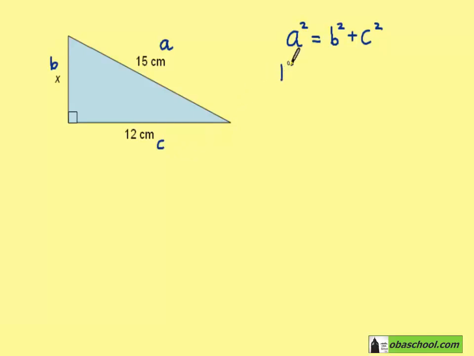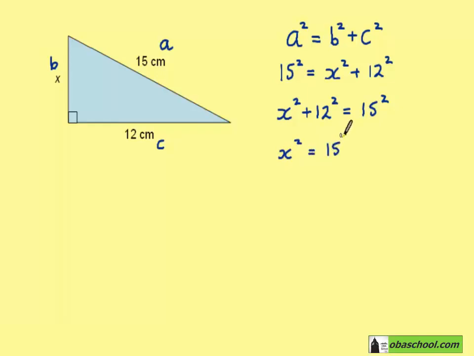When we substitute in, we have 15 squared is equal to x squared plus 12 squared. Since these two things are equal, there's no reason we can't write x squared plus 12 squared is equal to 15 squared. Subtracting 12 squared from both sides gives x squared is 15 squared take away 12 squared.